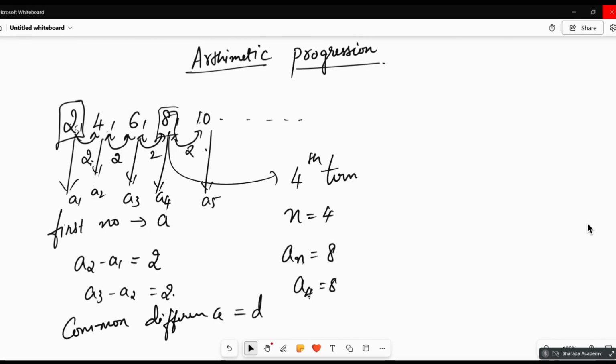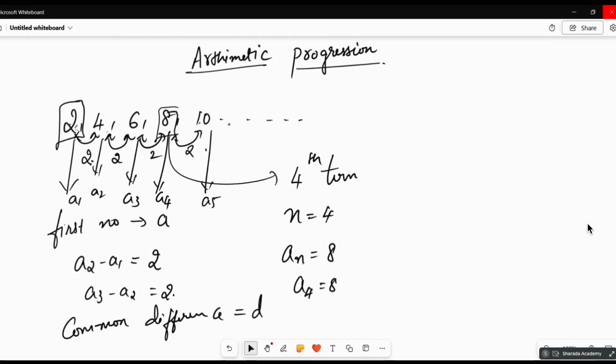Understood, right? Again, I repeat, arithmetic progression is the series of numbers we consider where the difference between two consecutive numbers is constant. Then we call it an arithmetic progression. The first number we call A. The constant, common difference we get, we call D. The term we are considering, the fourth term if I consider, that is N. So N is equal to 4 there. And what is its value? That we call AN. So AN is equal to 8. That is A4 is equal to 8, where N is equal to 4. So these are the terms we try to learn.